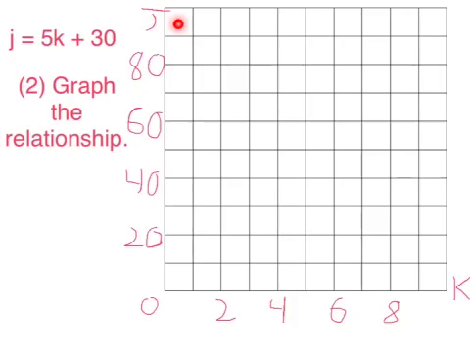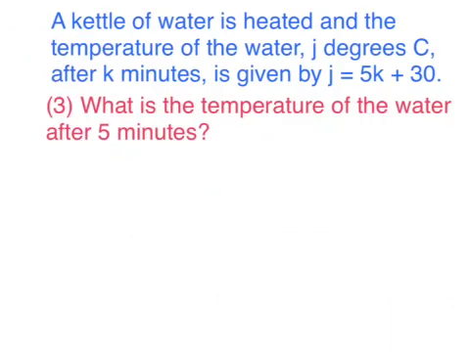So when K equals 0, J is 30. And when K equals 2, J is 40. And when K equals 4, J is 50, and just moving down a bit, when K equals 8, J is 70. You can see right there, we're going to have a straight line that connects those. And there's our graph. We've graphed the relationship.